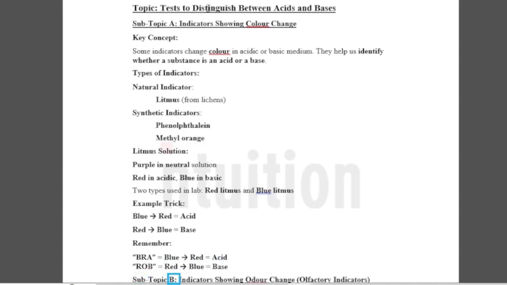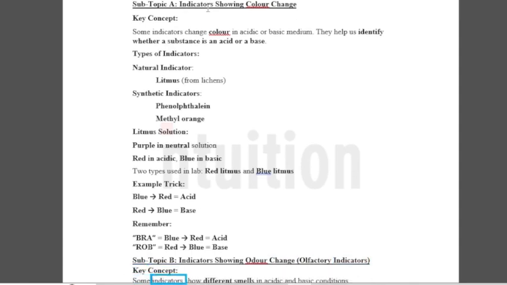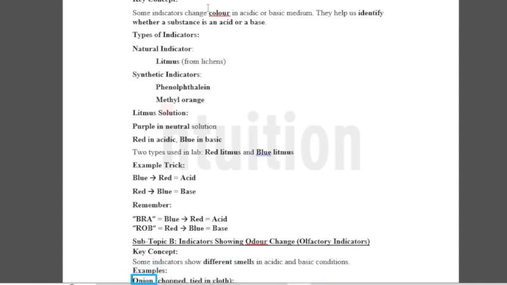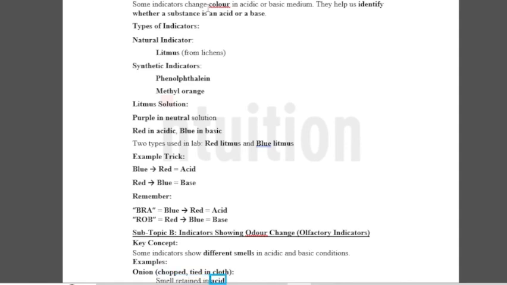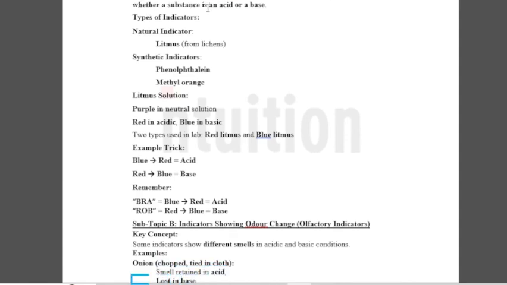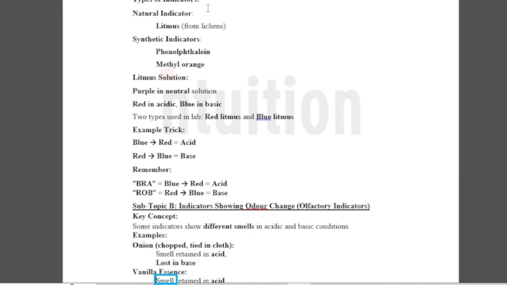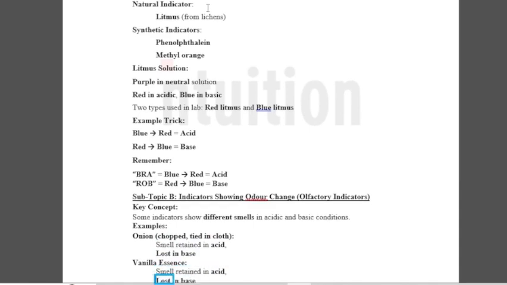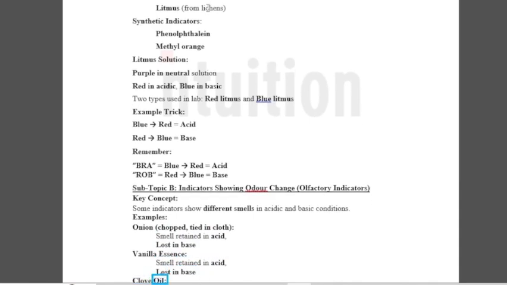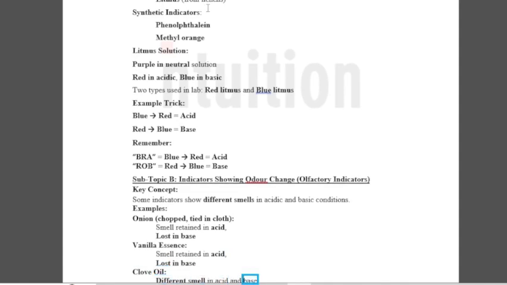Subtopic B: Indicators showing odor change. Olfactory indicators. Key concept: some indicators show different smells in acidic and basic conditions. Examples: onion, chopped and tied in cloth, smell retained in acid, lost in base. Vanilla essence, smell retained in acid, lost in base. Clove oil, different smell in acid and base.